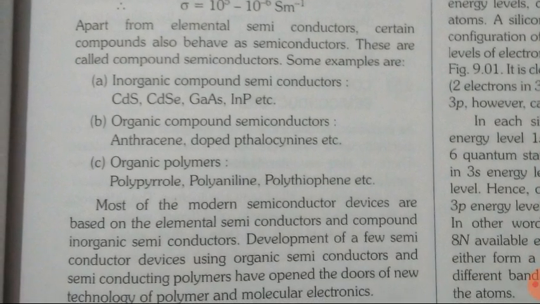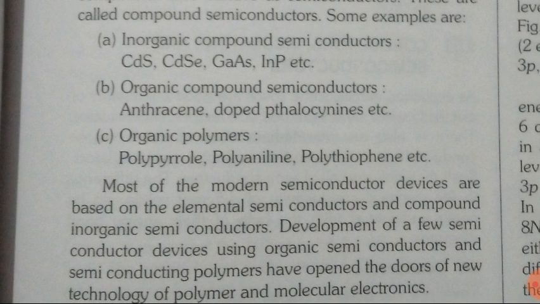Apart from elemental semiconductor, certain compound also behaves as semiconductor. Okay, so when we say elemental semiconductor, that means we are talking about one particular material like gallium, silicon. Okay, they individually work like semiconductors, but some materials are there which individually do not work like semiconductor, but when they are mixed with other materials, when we make compound of them, that time they behave like semiconductor. So some examples of compound semiconductors are given here, and they are also categorized in certain ways.